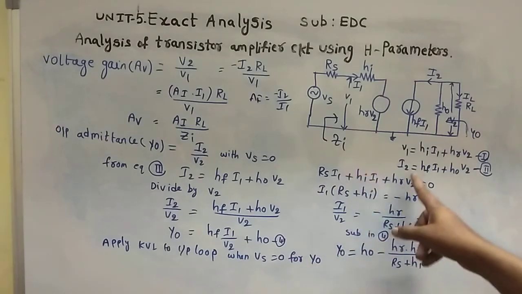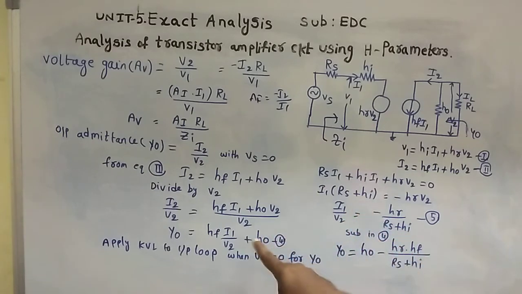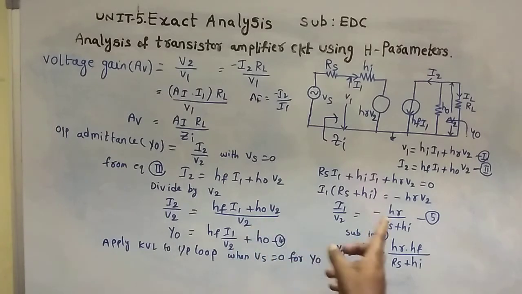From this equation I am going to find I1 by V2. Why? Because in this fourth equation the unknown is I1 by V2 when Vs is equal to 0. Then substitute this I1 by V2 in the fourth equation. Then you will get output admittance as Ho minus Hr Hf by (Rs plus Hi). Here I1 by V2 is minus Hr by (Rs plus Hi). So Yo is Ho minus Hr Hf by (Rs plus Hi).